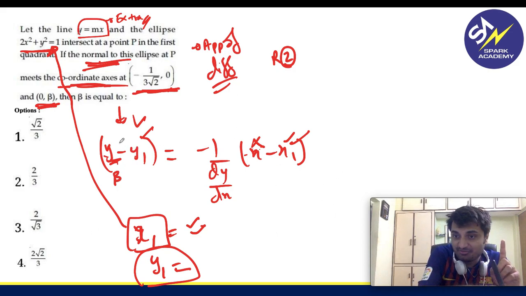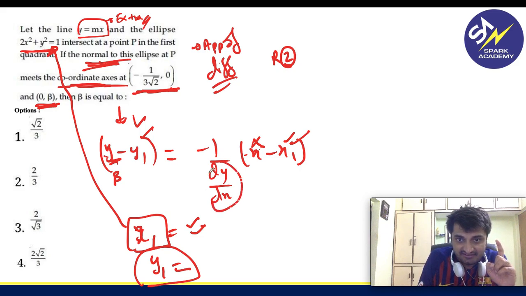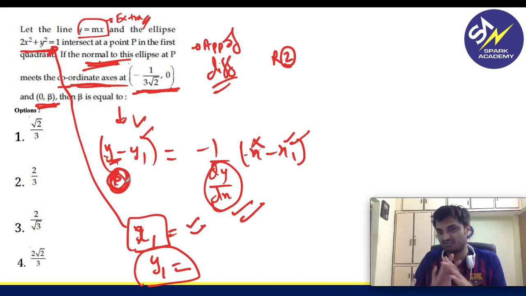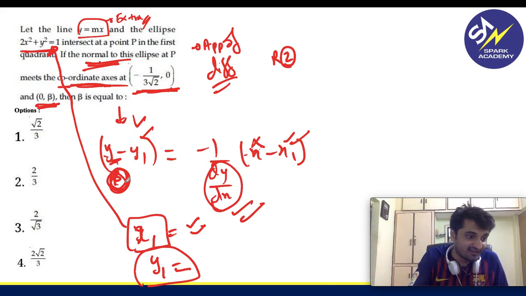The only difference between this question and that question is, in that question they asked dy by dx. In this question they are asking you the beta value. That's it. Same question, 2 models, guys. Imagine, same question, 2 models, right? And we are using applications of differentiation.